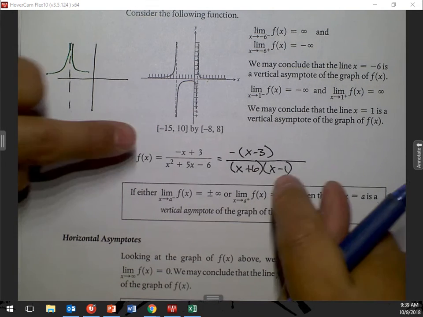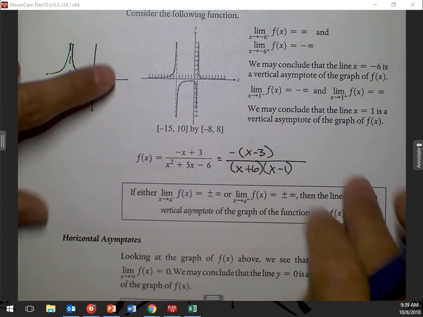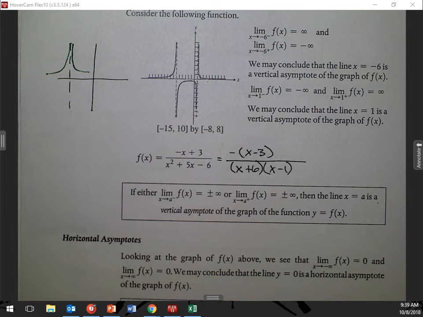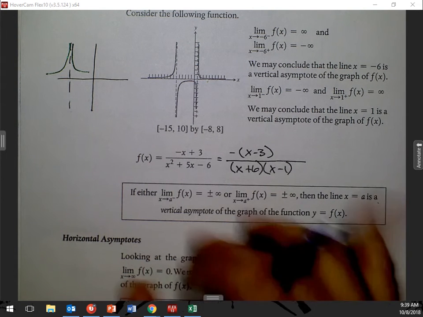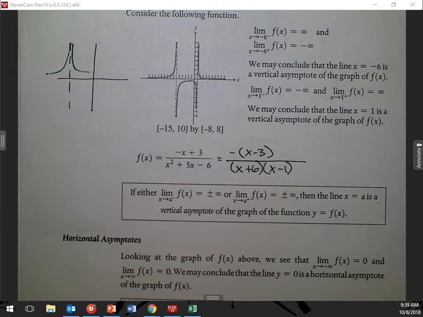So by factoring that out, I can actually look to see, is there any removable discontinuities? No, there's not any removable discontinuities. And a removable discontinuity would give me a what? A hole, right?